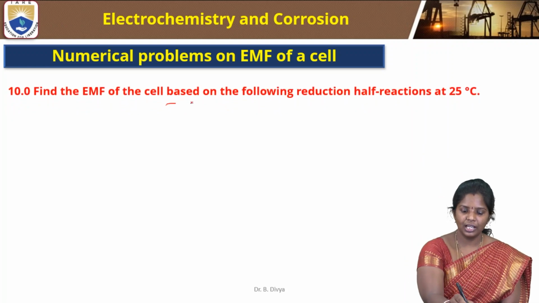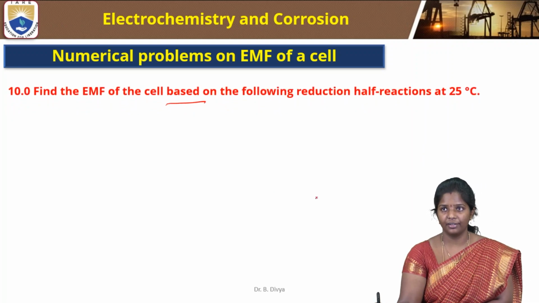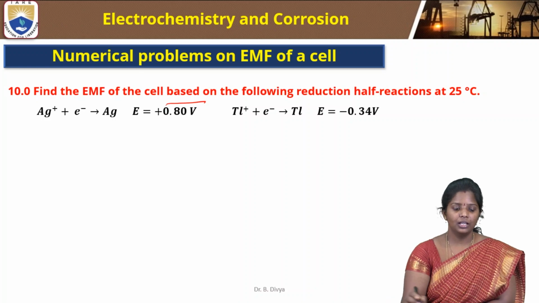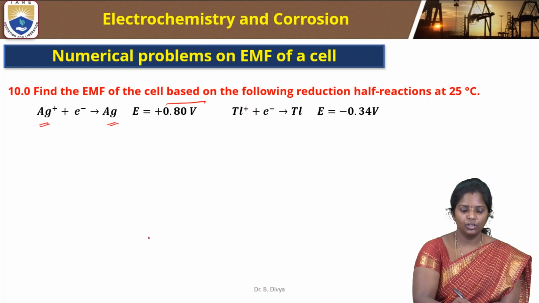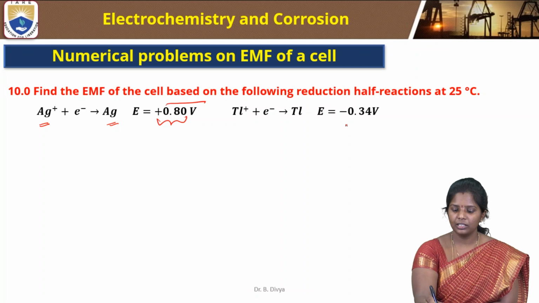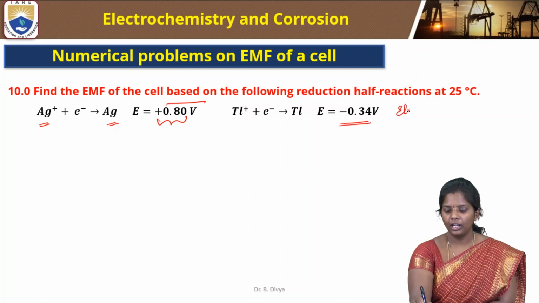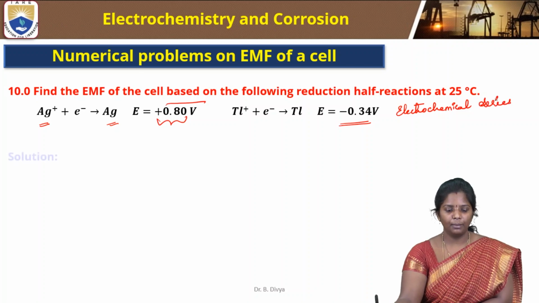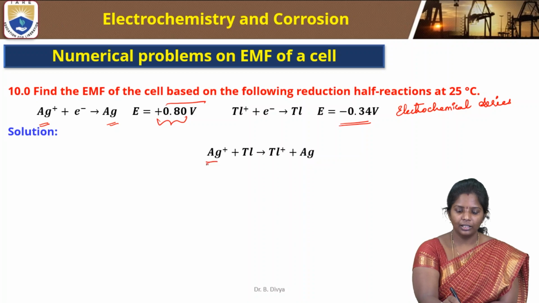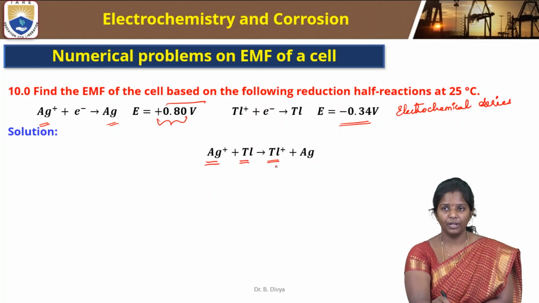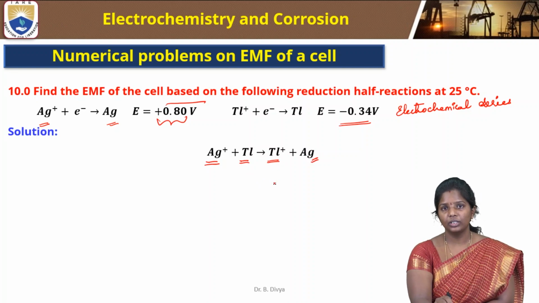Next, find the EMF of the cell based on the following reduction half cell reactions at 25 degrees centigrade. They have given a silver electrode and thallium. Silver, Ag plus and an electron give rise to Ag, that is the reduction, and that is plus 0.80 volt, and for thallium it is minus 0.34. These are from the electrochemical series. Both cannot be reduction, so we have to write down the complete reaction. Here the Ag plus ions are reduced to silver, and thallium is oxidized to thallium plus.